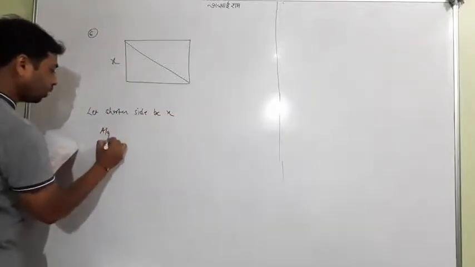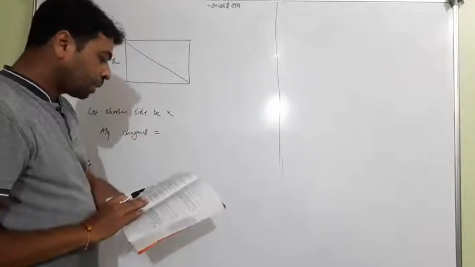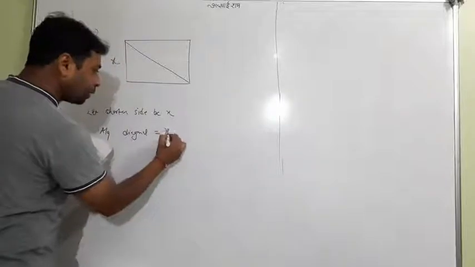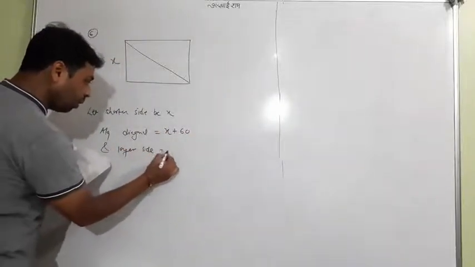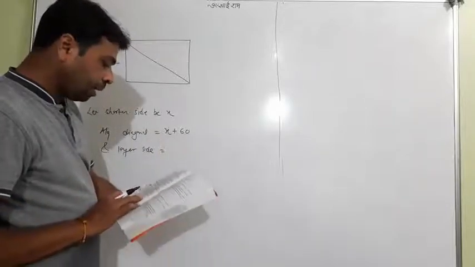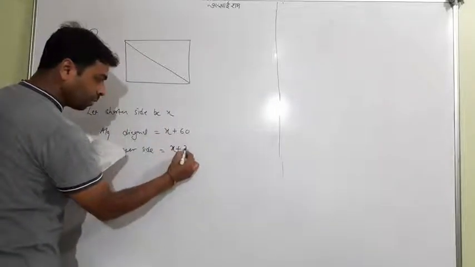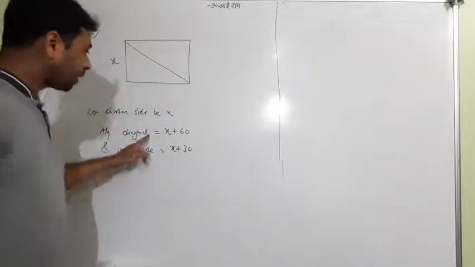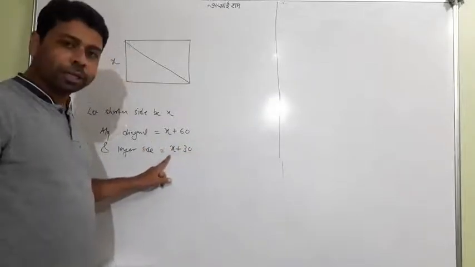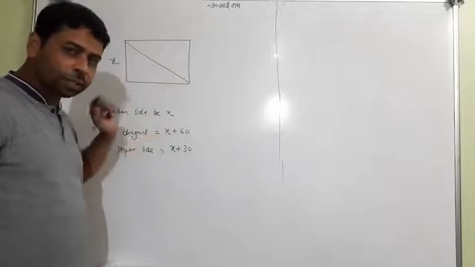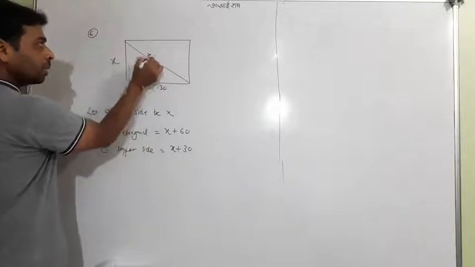So as per the question, the diagonal will be 60 meter more than the shorter side, meaning x plus 60. And the longer side is 30 meter more than the shorter side. So the shorter side was x, it is x plus 30. The diagonal is 60 more than the shorter side, and the longer side is 30 more than the shorter side, and the shorter side is x. So we have got all the things. Now it is x plus 30, and this is x plus 60.